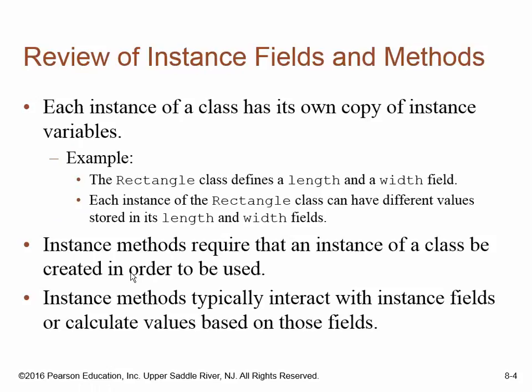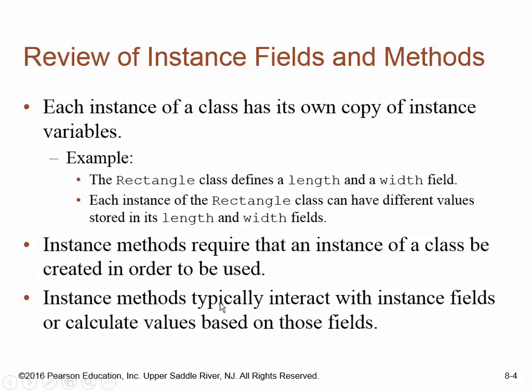Every time you create an object, and remember an object is an instance of a class, each object has its own copy of instance variables. Earlier we declared a rectangle class, and then we made a couple of rectangle class objects. They were box 1 and box 2. And box 1 and box 2 each had their own length and each had their own width. So as mentioned, instance variables require that an instance of a class be created.